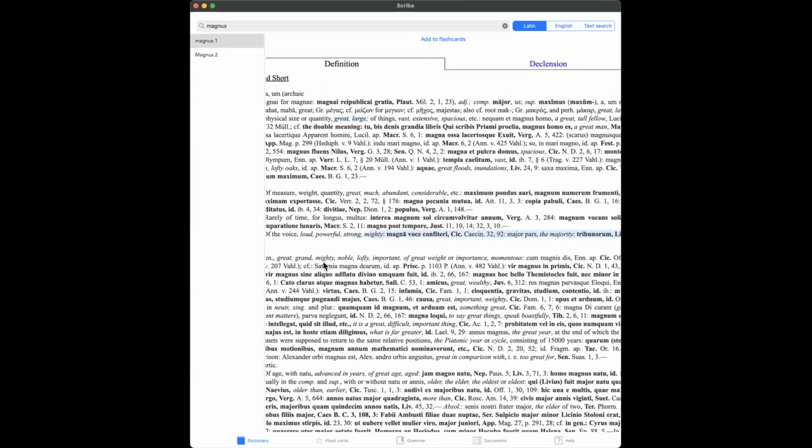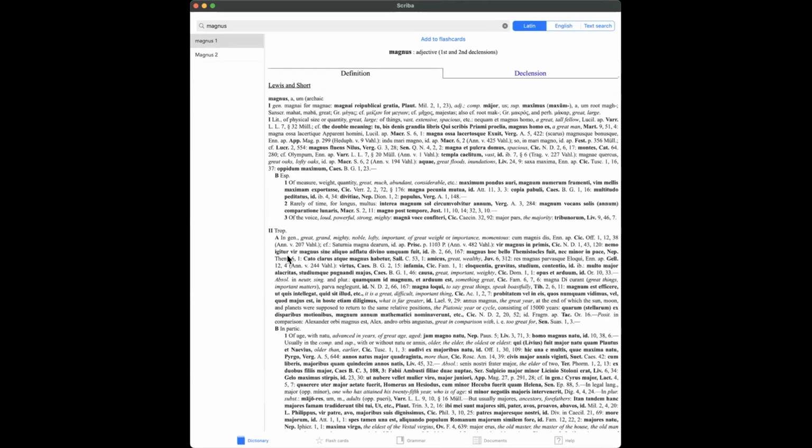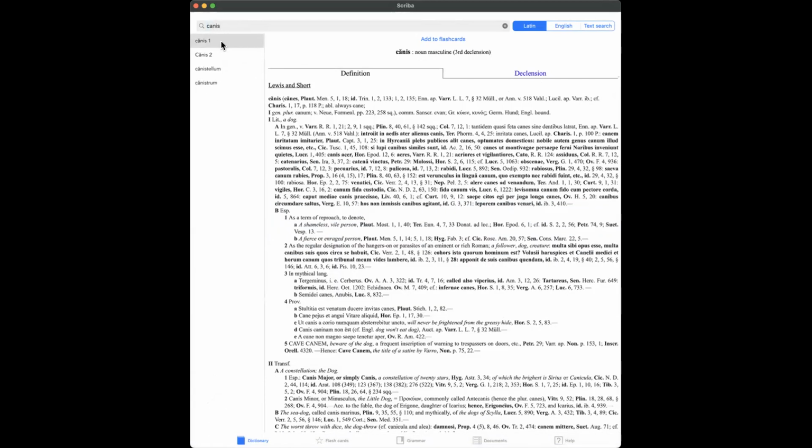Considerable, grand, lofty, noble. Let me reset that. Thanks for the hot tip. Some words are pretty simple. That is dog. Okay, dog, there it is.